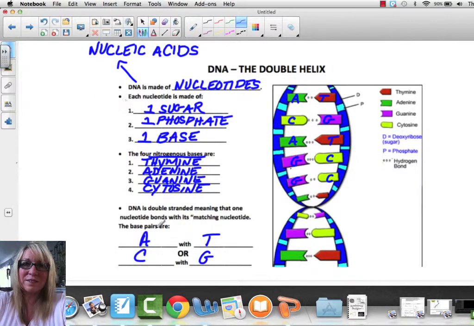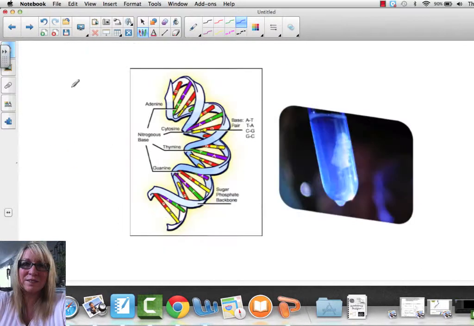But you have to memorize adenine pairs with thymine, cytosine pairs with guanine, and this is in DNA. There's a slight change when we get to RNA. And this is just showing you again the base pairing, A with T, C with G. This right here is, we're going to actually do this experiment. This is the extraction of DNA, and this is DNA coiled in a test tube. Okay, that's it for the first lesson.